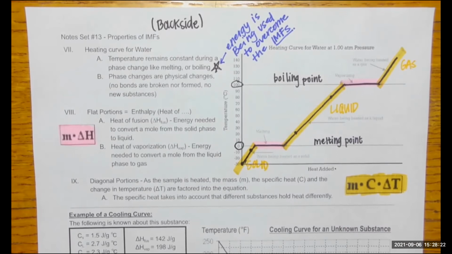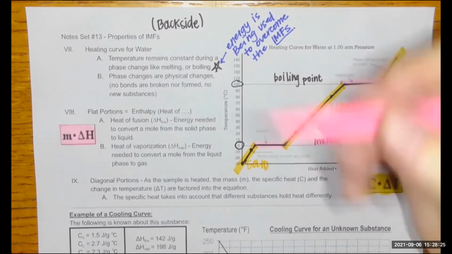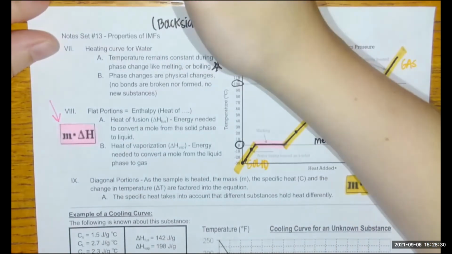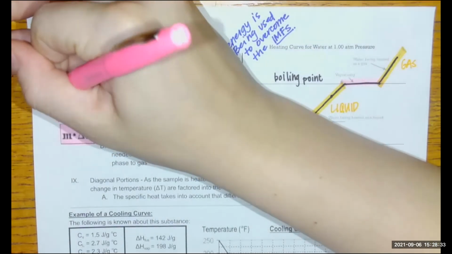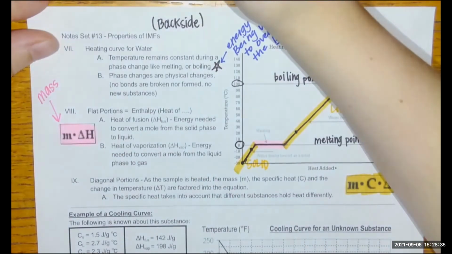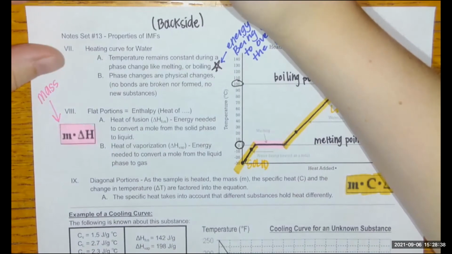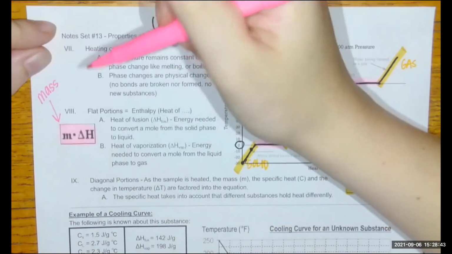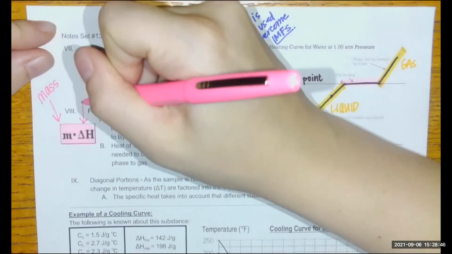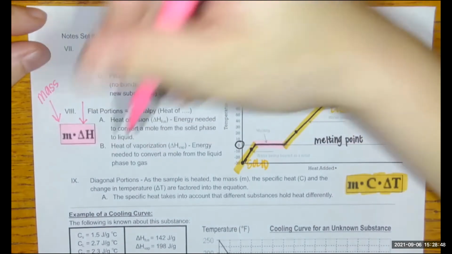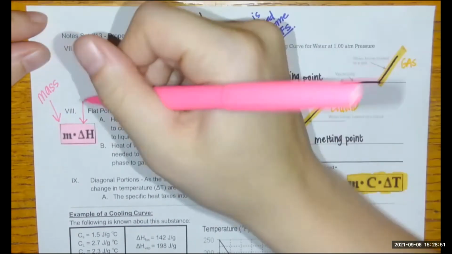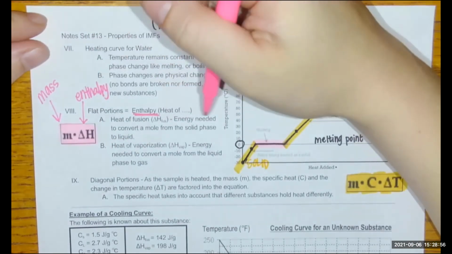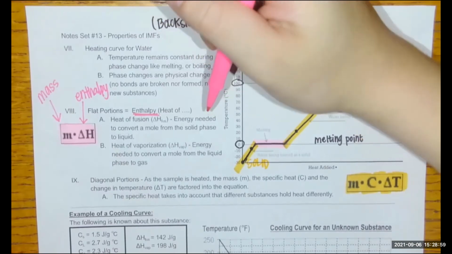So on the flat portions, m in all cases is going to be the mass, how much we have of something. It's either mass or moles. You could convert mass into moles, but this is the amount of the substance that you have. And your delta H stands for enthalpy, and this is basically the heat of the phase change.